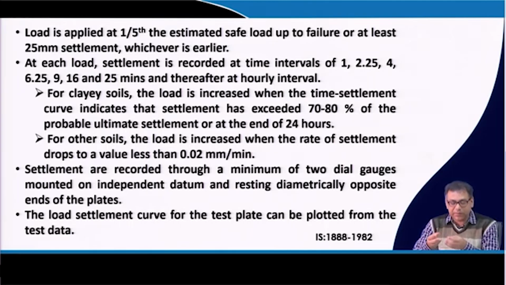Now, for the first 1/5 increment, we record the time interval for 1, 2.25, 4, 6.25, 9, 16, 25 minutes, and thereafter at 1 hour intervals. And once we have the two criteria for clay soil, the load is increased when the time settlement curve indicates the settlement exceeds 70 to 80% of the probable ultimate settlement, or at the end of 24 hours.